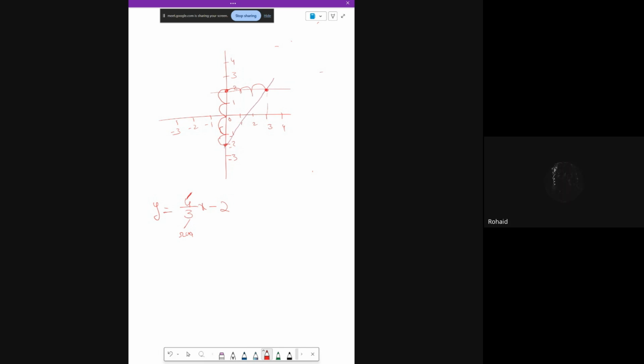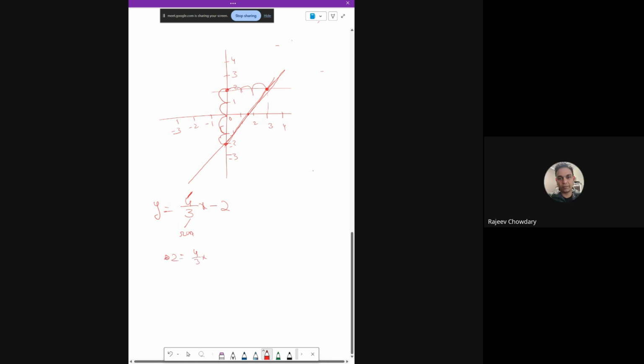The x-intercept could be 1.5, because y is 0. It's somewhere between 1 and 2. Let us see. Y is 0, so 4 over 3 x minus 2 becomes 0. So x is equal to 3 into 2 over 4. Yes, 1.5.